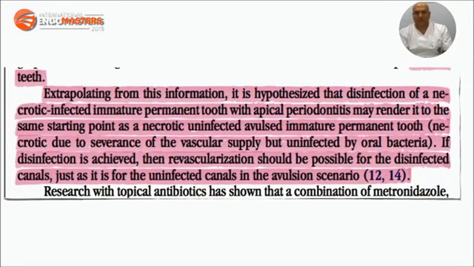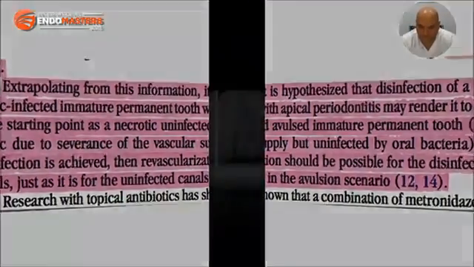The basic philosophy behind the old and new best available evidence that guided my clinical shift is included in this paragraph. Extrapolating from all the new and old information, it is hypothesized that disinfection of a necrotic, infected immature permanent tooth with apical periodontitis may render it to the same starting point as a necrotic, uninfected, avulsed, immature permanent tooth. And if disinfection is achieved adequately, then revascularization should be possible for the disinfected canals just as it is for the uninfected canals in the avulsed scenario.